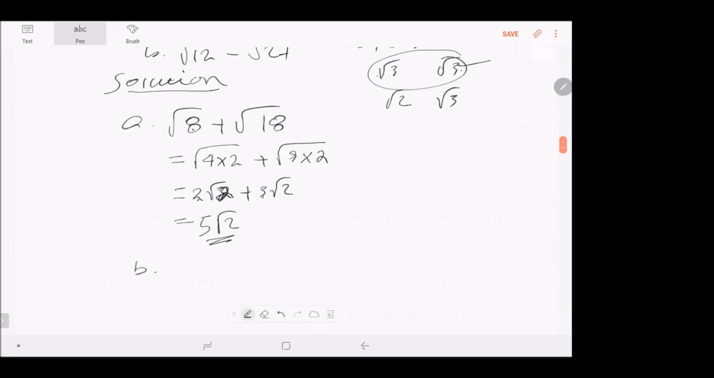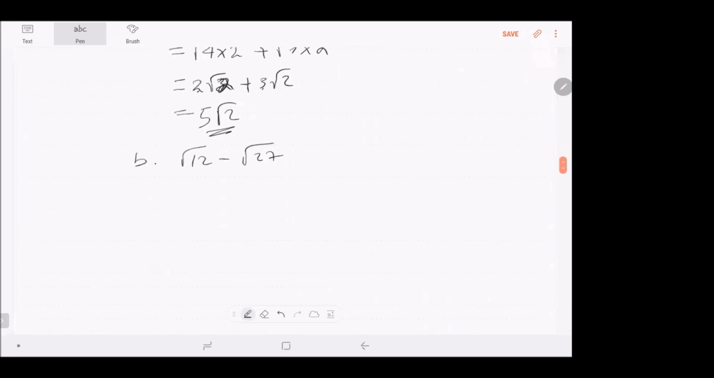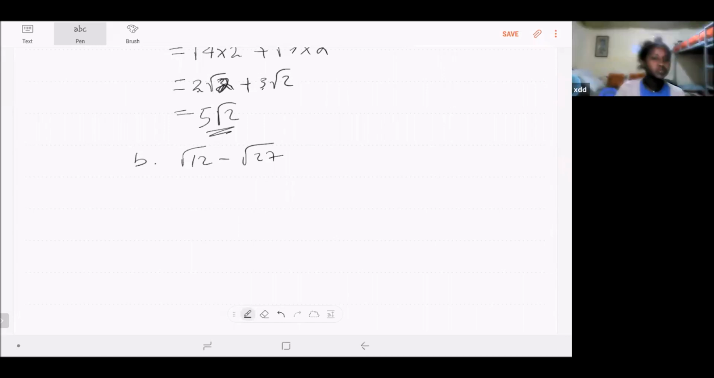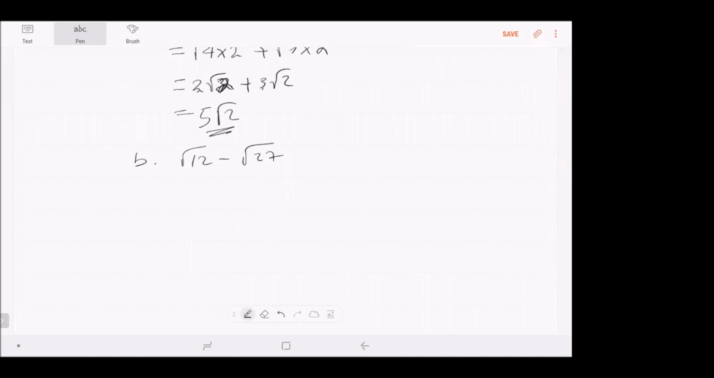B, the square root of 12 minus the square root of 27. As you see from the example, the two radicals are not like radicals. So we convert them: 12 is 4 times 3, as a product of one perfect and one imperfect square. Minus, what about the case of 27? 9 times 3. Always the non-perfect part must be similar.